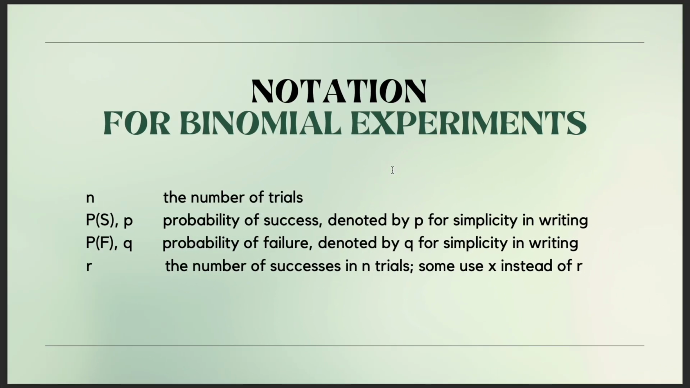Some notation that we'll use for binomial experiments. We'll use n to denote the number of trials. So in the previous examples, I flipped a coin 10 times, n was 10. The doctor performed a procedure 192 times, so n was 192. P of S denotes the probability of success. Lowercase p is another way to write probability of success. We're going to use it to mean the exact same thing. It's just a little easier to write. Same thing with P of F, probability of failure. We have a shorthand for that, which is just lowercase q. And last, we've already mentioned this, but R is the number of successes that we have over our n trials.